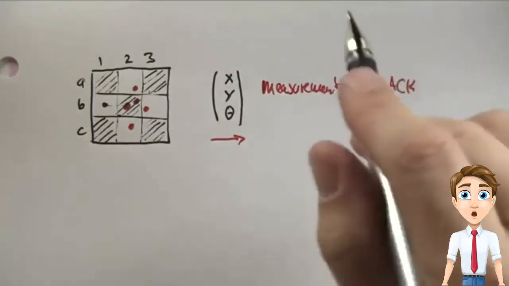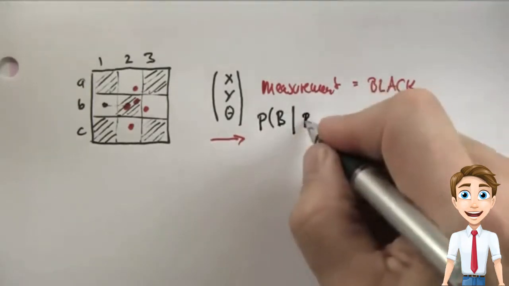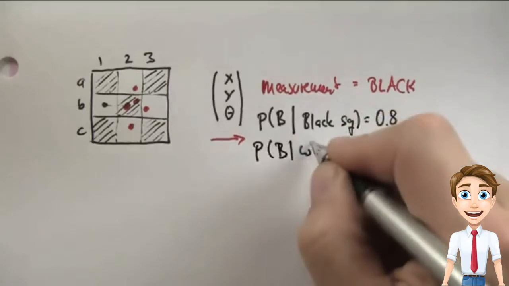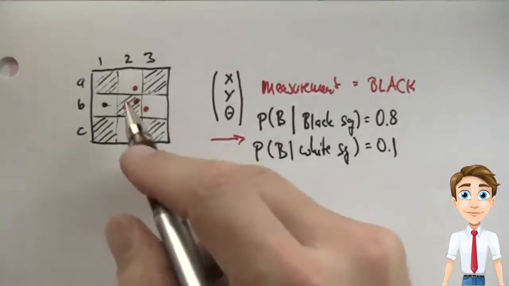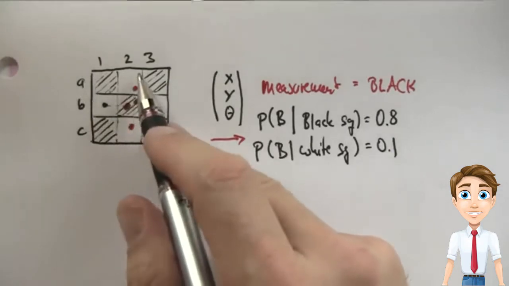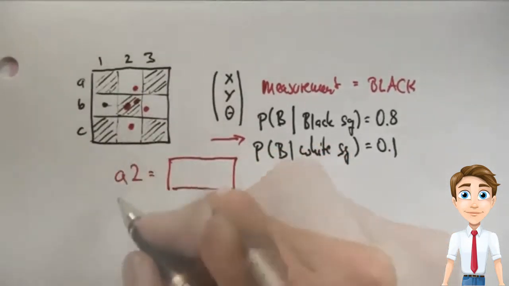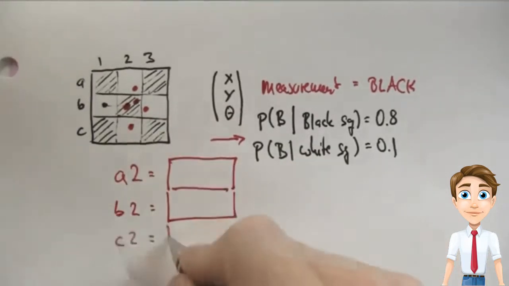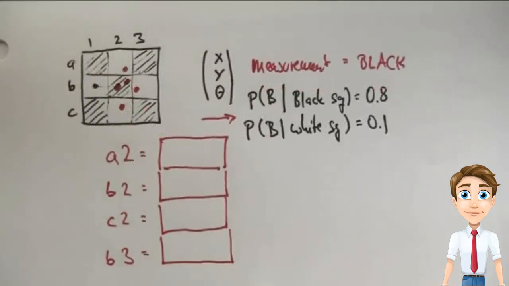To calculate the importance weight, let me tell you the probability of seeing black on a black square equals 0.8, whereas the probability of seeing black on a white square is only 0.1. So I want you to tell me the total importance weight that fall into A2. Here we just have a single particle. Into B2, please add the importance weights of both particles, C2 and B3. Please add your numbers over here.